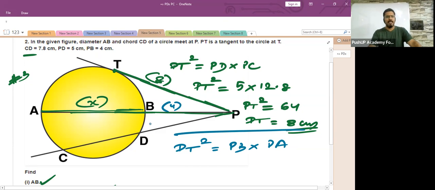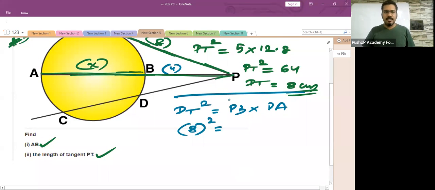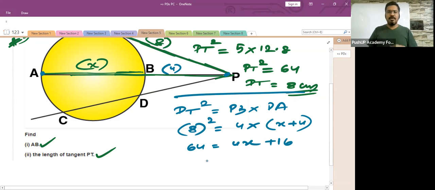PD was already taken, so nothing to worry. Children, PT square is also available. Now, PT is 8, so PT square is 8 square, which is equal to PB, 4, into PA. Can I say PA is equal to x plus 4? Because you have to start your journey from this point till this point to get PA. So PA is the sum of x and 4, otherwise you simply write it as x plus 4. What is 8 square? 64. Now open the bracket. 4 into x is 4x plus 4 into 4 is 16.